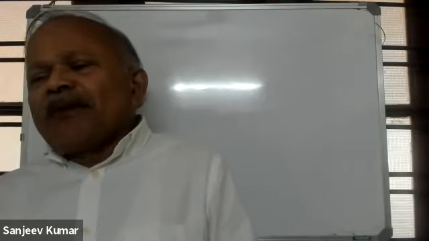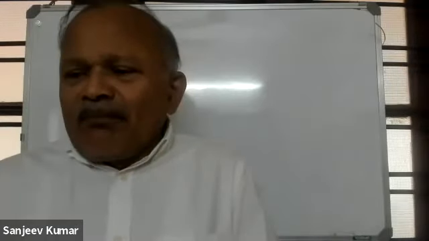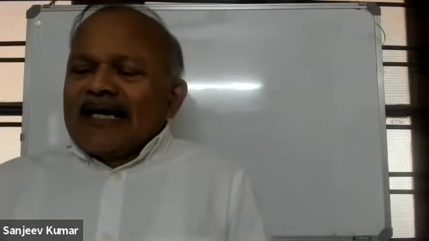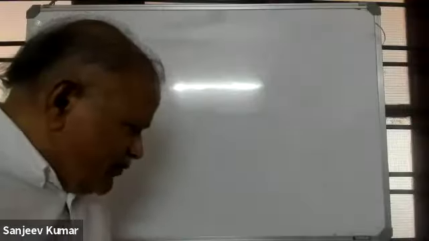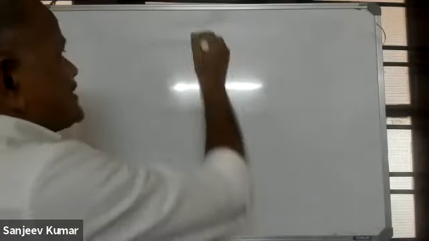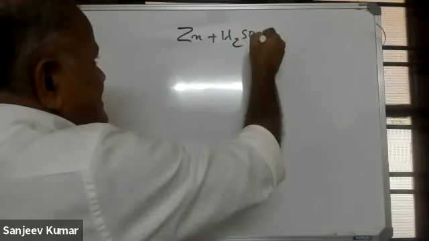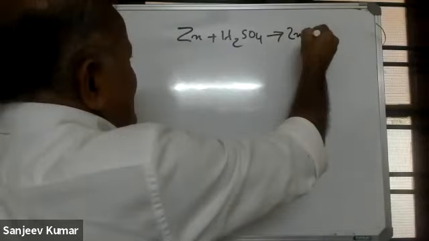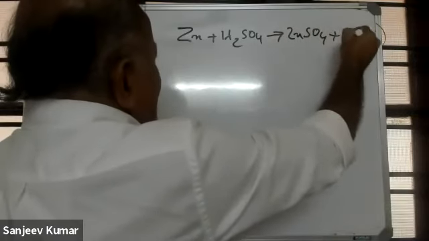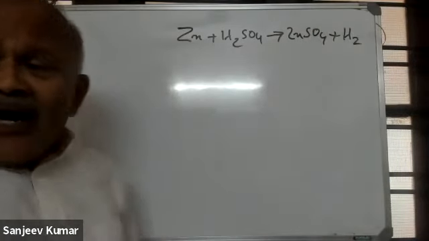Anyway, hydrogen can be prepared in the laboratory by treating zinc with dilute sulfuric acid. Zinc plus H2SO4 gives zinc sulfate plus hydrogen. And that is the method of preparation of hydrogen in the laboratory. Any active metal, that is zinc plus dilute sulfuric acid, gives zinc sulfate plus hydrogen. This is the laboratory method of preparation of hydrogen.